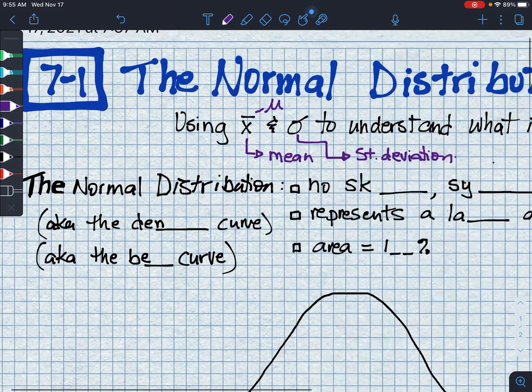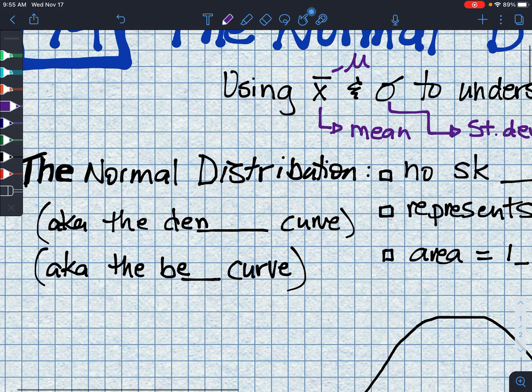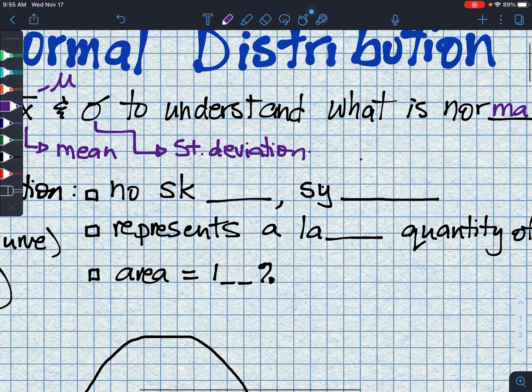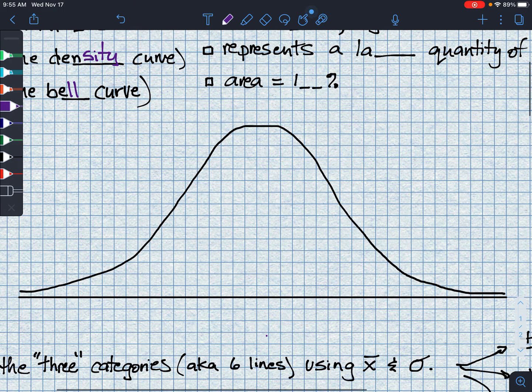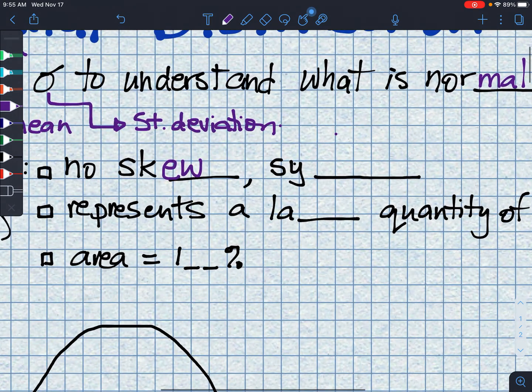Well, if the answer to those questions is yes, here is what that graph is going to look like. By the way, sometimes they call this the density curve. Sometimes they call it the bell curve. So it goes by various names. A couple things about this graph. Number one, there's no skew. When I graph this data, it's going to look like this shape. Notice there is a symmetry to this shape. The left and the right are identical. So we say it's symmetric.